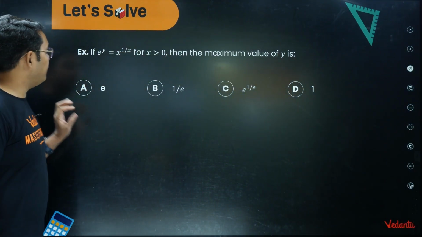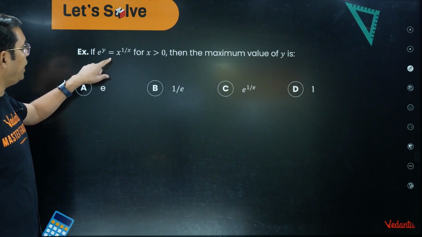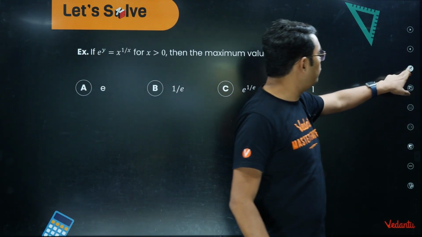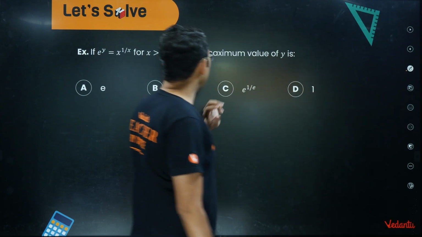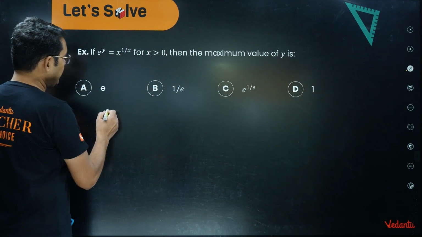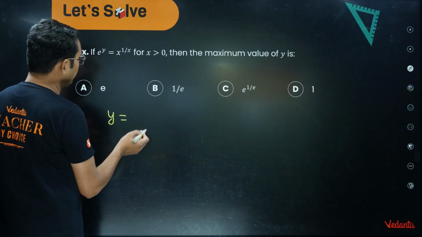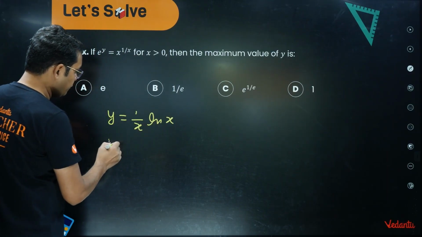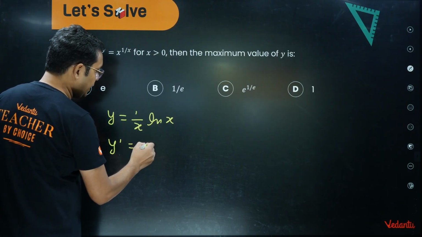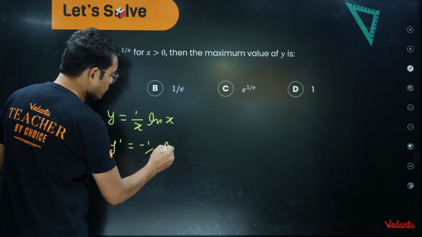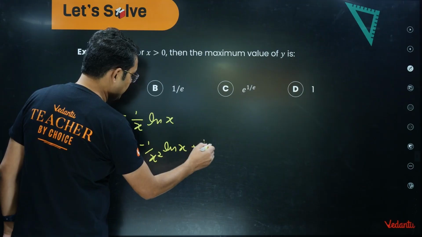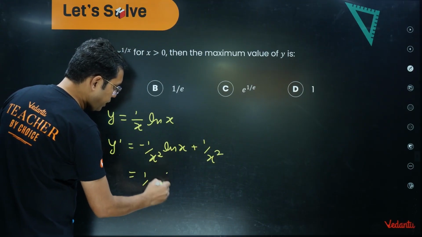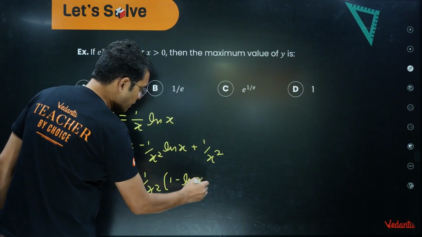Coming to this question, where we are given e to the power y is equal to x raised to the power 1/x for x greater than 0, and we have to find the maximum value of y. So first I will write this as y equal to, after taking log, (1/x) ln x. If we differentiate it, we will be getting minus 1/x² into ln x, plus 1/x². If we take 1/x² common, we get 1 minus ln x here.